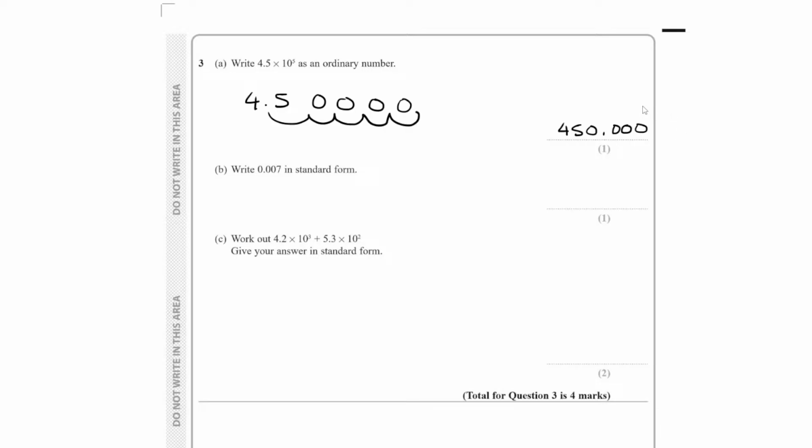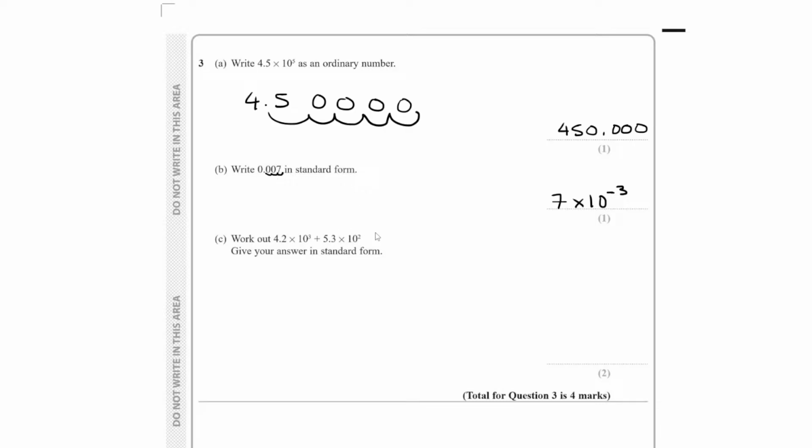4 zeros. Then the next one's obviously the opposite. So again, I'll just count how many times you're moving the decimal place, which is 3, isn't it? So you have to make it 7 times 10, but because the original number is smaller, it'd have to be a negative 3. When it's the negative power, you can just count the zeros if you want to.